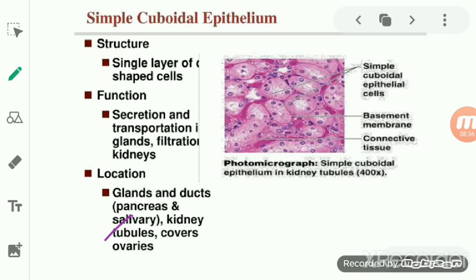Okay, so if cuboidal epithelium is there, that is a cubical cell. Its function is absorption, excretion and secretion, as well as mechanical support. And if this cuboidal epithelium consists of cilia, we call it a ciliated cuboidal epithelium, and that ciliated cuboidal epithelium has its own function and its own location. Okay.